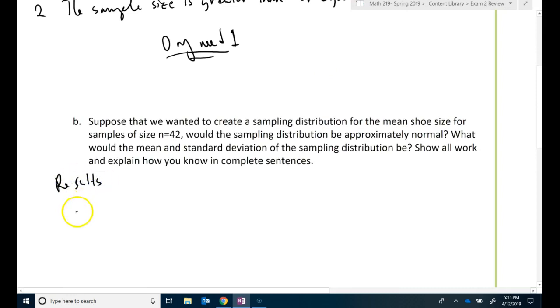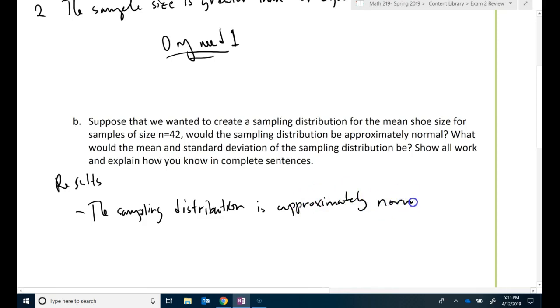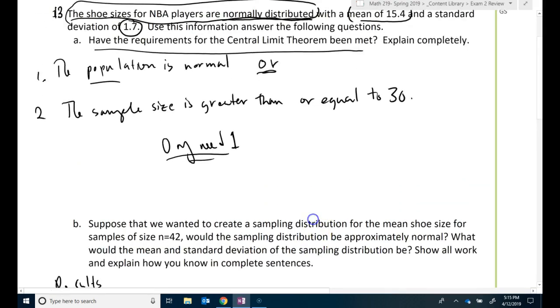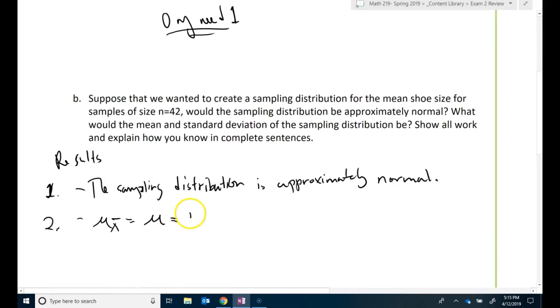One is the sampling distribution is approximately normal. The sampling distribution is approximately normal because we have met the requirements. So the sampling distribution is approximately normal. That's the first result. The second result is that mu of x bar, which is the mean for our sampling distribution, is equal to mu, which in this case, well, that's not so bad. That's 15.4.